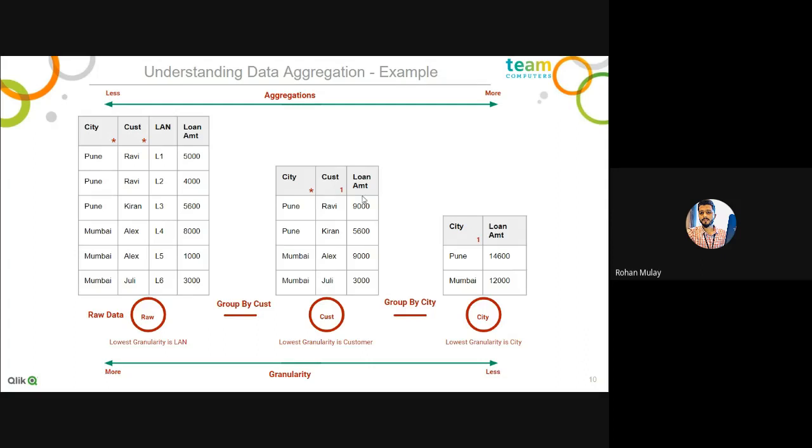So the more aggregations I am applying, the data is becoming less granular, less detailed, and we are getting a summarized data. So this is a simple example of group by or aggregations that I tried to explain. Okay, so far anyone has any questions on this?